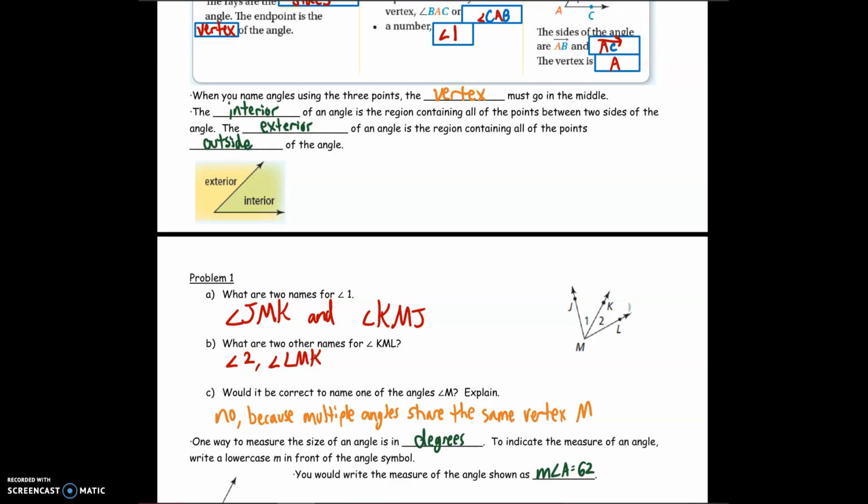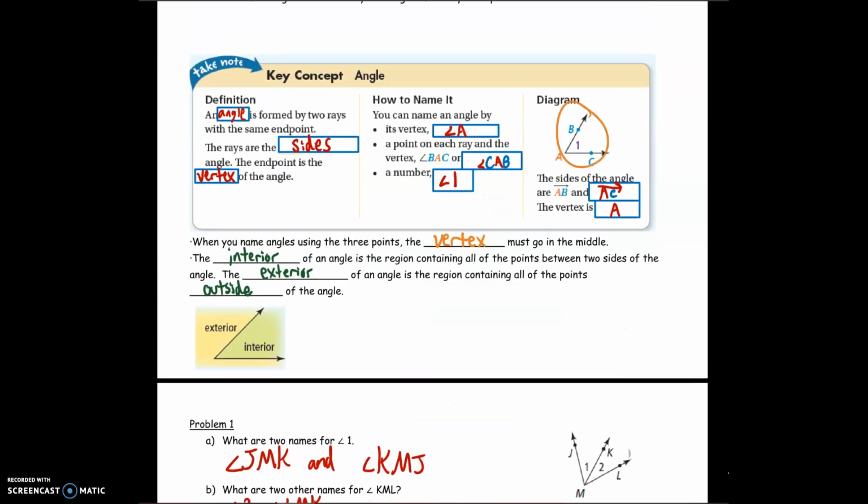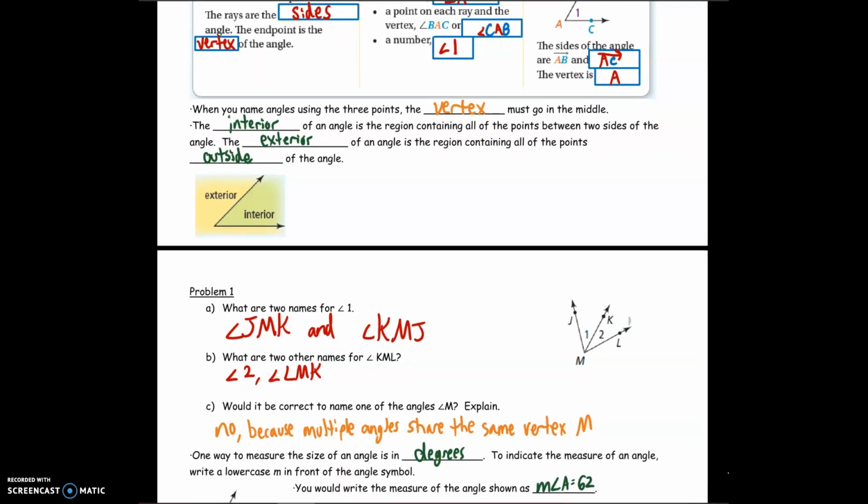So again, we can only use a single letter name when you only have one angle that uses that vertex. If there's multiple angles that share that vertex, we're not sure which one it's going to be, so we can't use that single letter name. Got to make sure we name it with that 3-letter name instead.